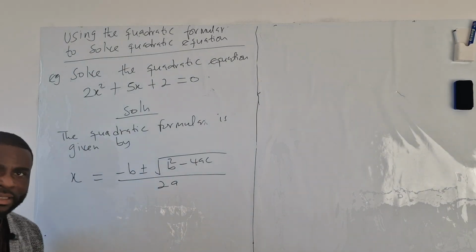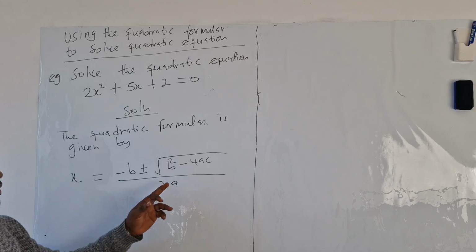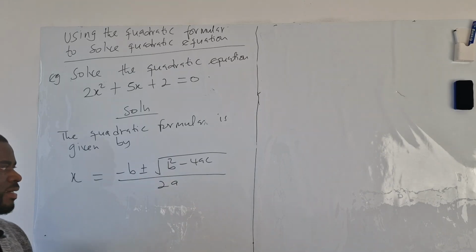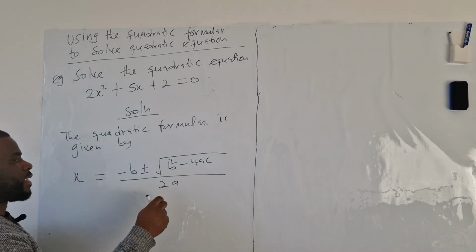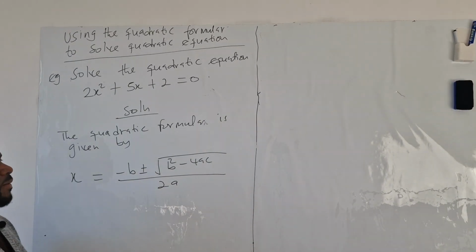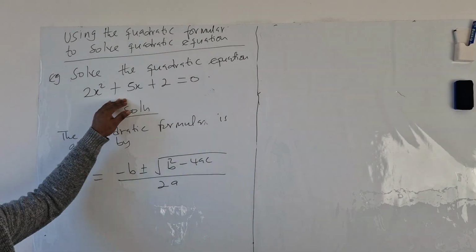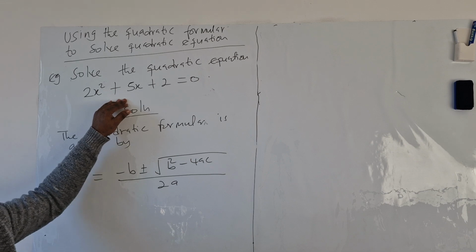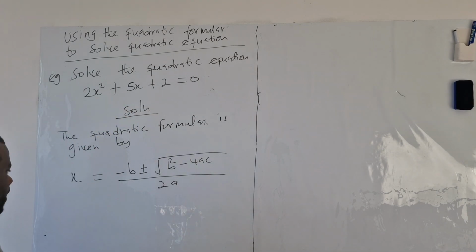Now, how do we get this a, b, and c? How do you get their values and then substitute them into the formula? To get the values for a, b, and c in the formula, we need to compare the equation given to us to the general form of a quadratic equation, and then we can come out with the values of a, b, and c.